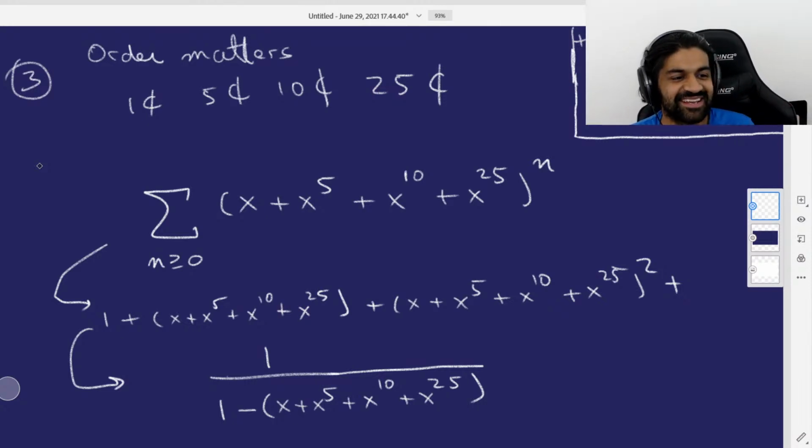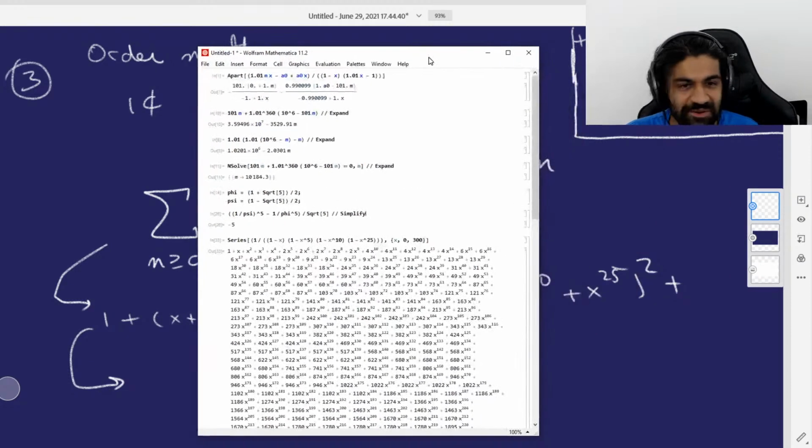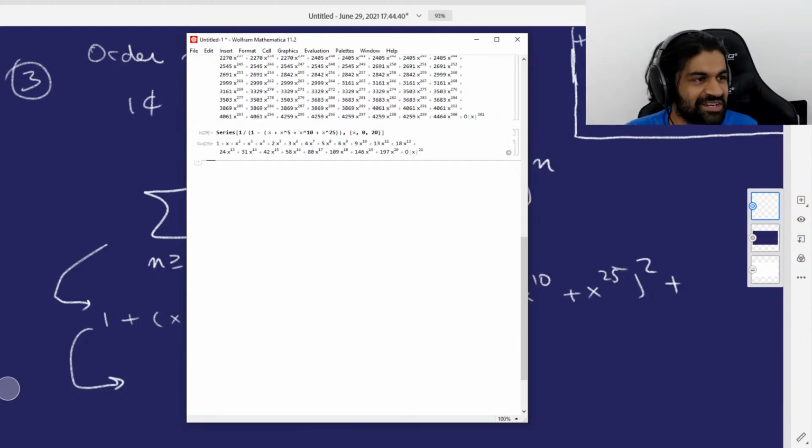If you're interested in the number of ways you can make change for any number of cents using these 4 coins where order matters, all you need to do is ask your computer to do the Taylor expansion of this function. Okay, so all you need to do is ask it to do the Taylor expansion of this function, which is, again, completely insane. So watch me now.